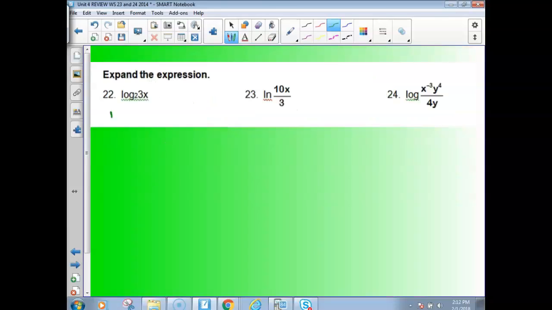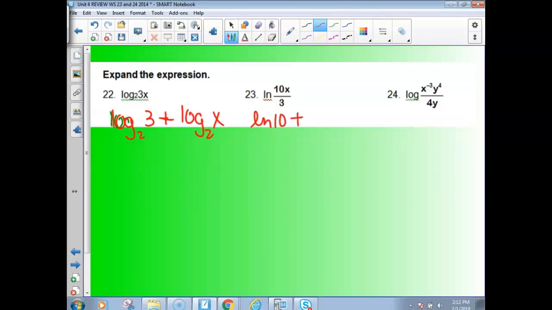Expand the log expression. This would be, I shouldn't be writing in green on a green page, log base 2 of 3 plus log base 2 of x. Next one should be the natural log of 10 plus the natural log of x minus the natural log of 3.